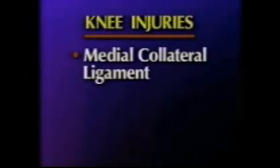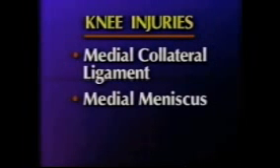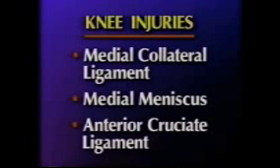A secondary form of injury is a contact injury, and that's when the athlete may get a blow, say, to the side of the knee, or what we call the lateral side of their knee, and then that will cause the ligaments on the medial side to potentially tear. Consequently, when this happens, the medial collateral ligament can tear, possibly the medial meniscus, and sometimes the anterior cruciate ligament.